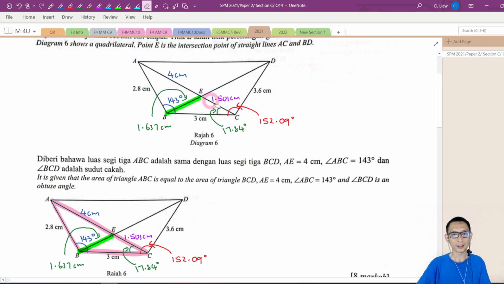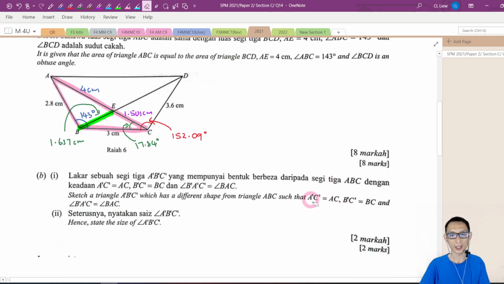Now, the length of AC needs to be fixed. We cannot change the length of AC. A prime, C prime is equal to AC. B prime, C prime is equal to BC. And the angle B prime, A prime, C prime is equal to BAC. This means that we cannot change the size of this angle. Okay, you will notice that one of the lengths is not given. A prime, C prime is equal to AC. This means that we cannot change the length of this one.